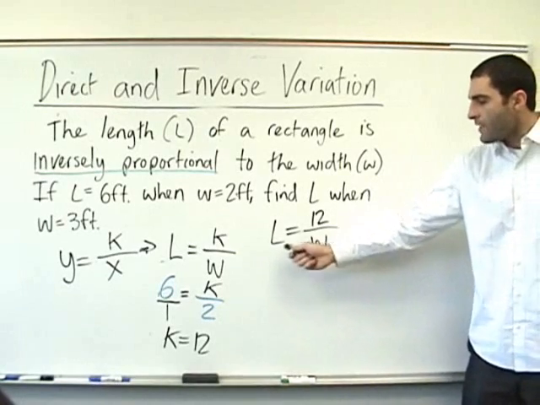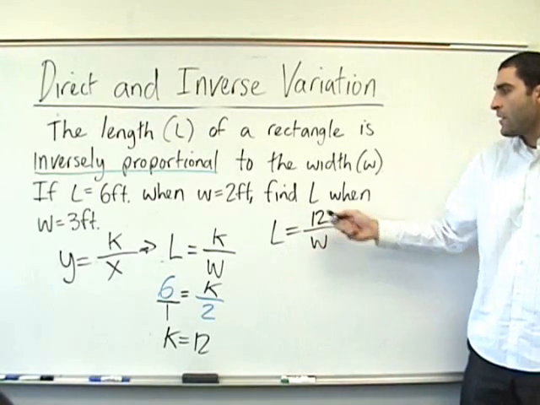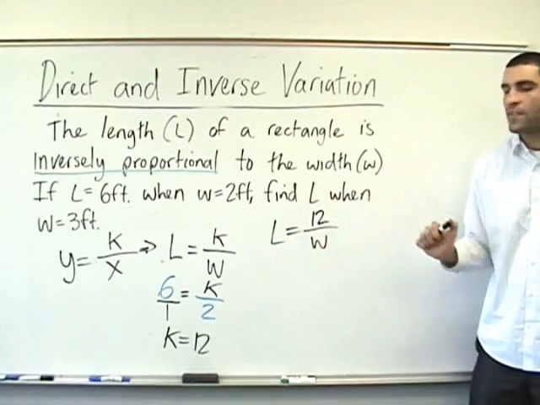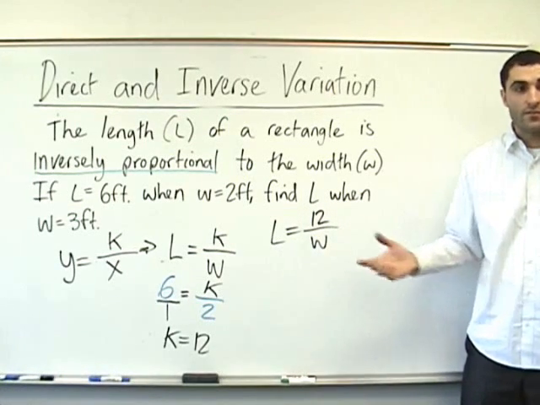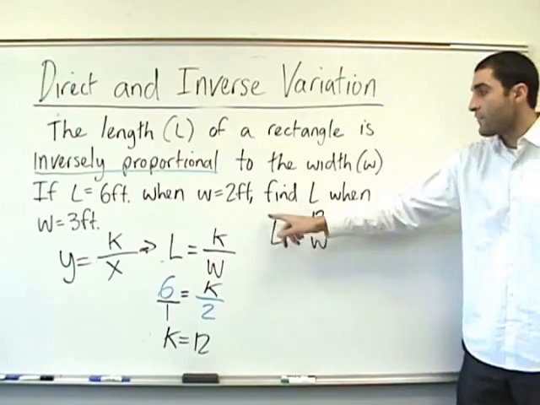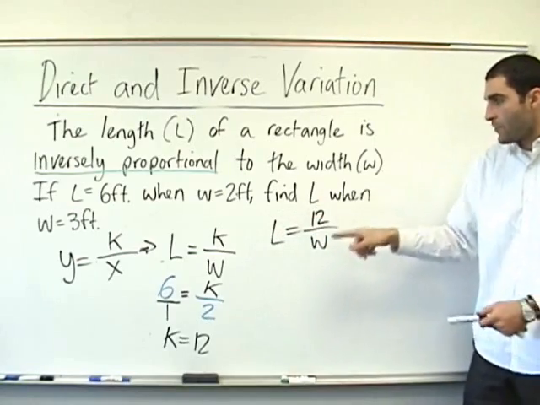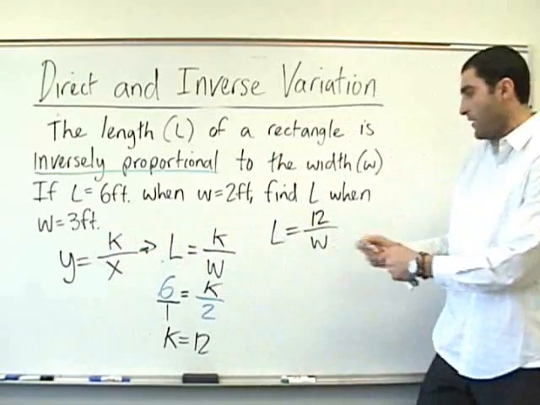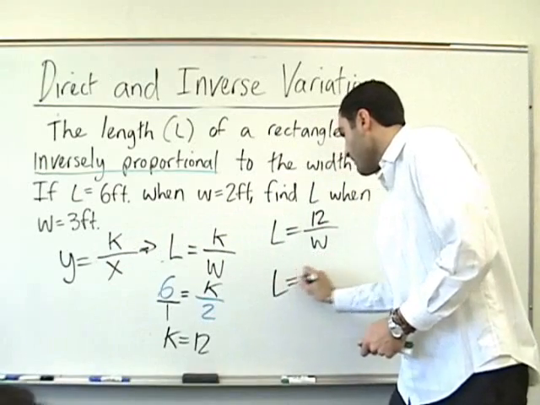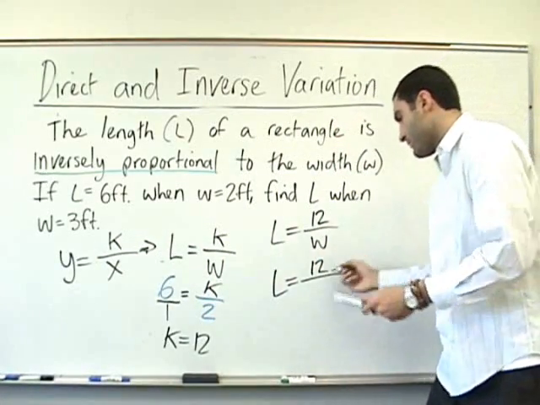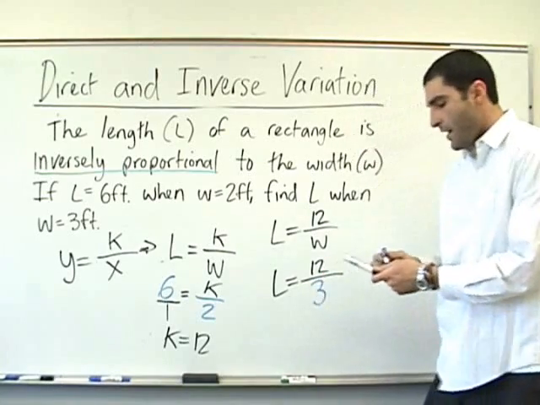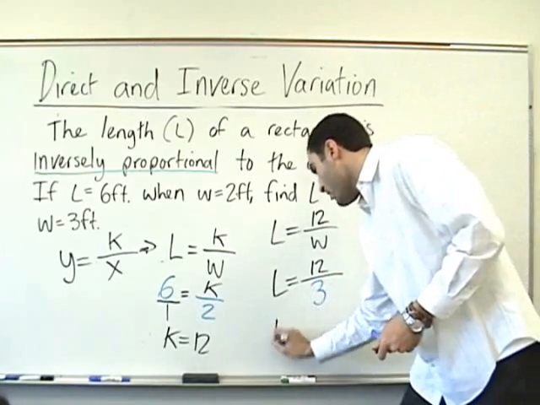So L equals 12 over W. Find L when W is 3. So L equals 12 over 3. So what's L? 4. 4 feet.